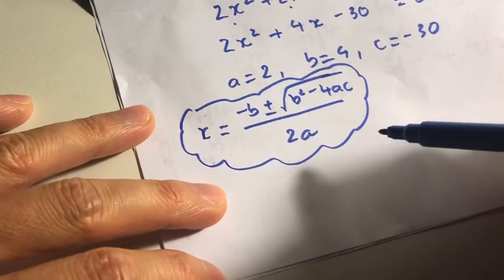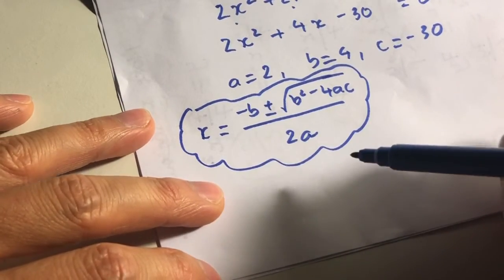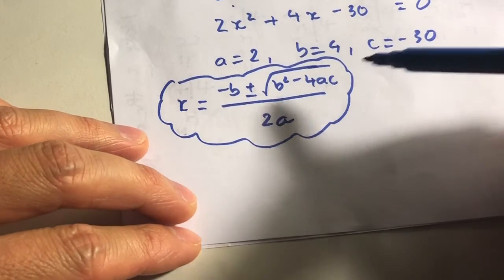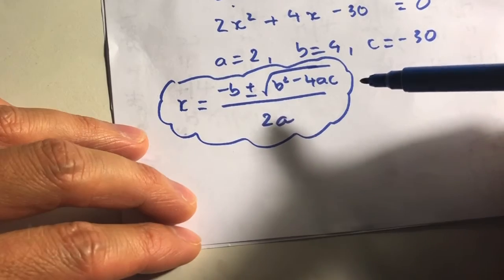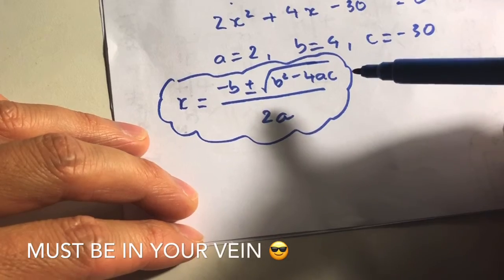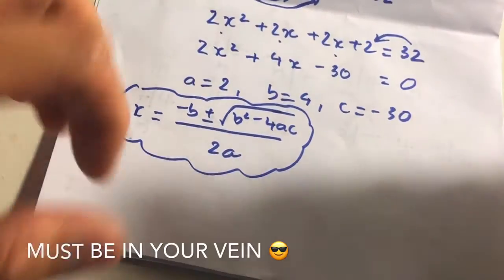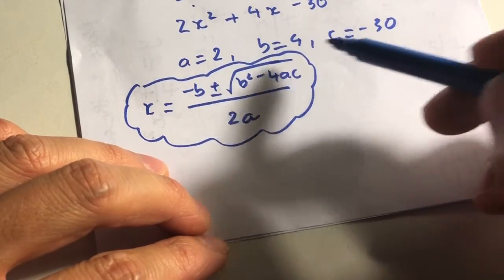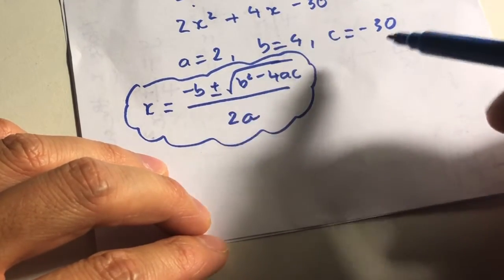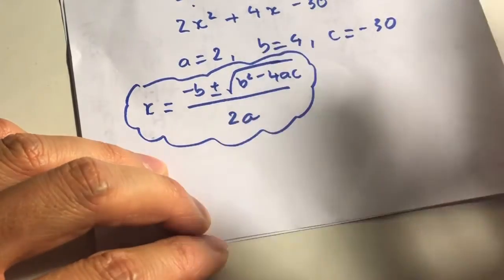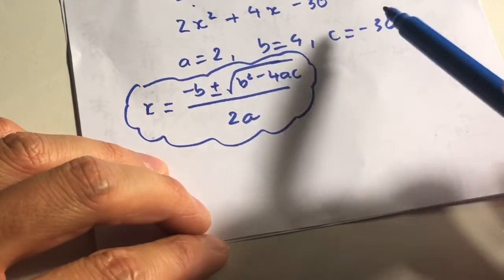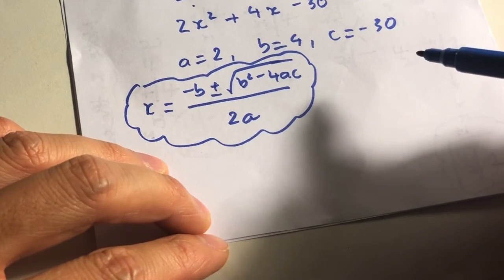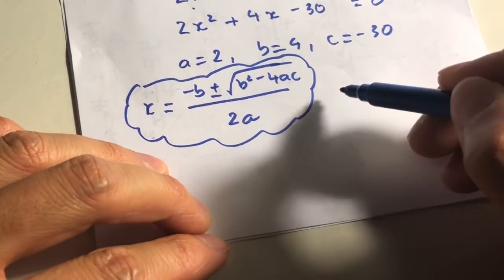This formula, you should memorize it, because if you have the formula, you get a mark. It should be in your vein. Okay. So now you just put a, b, c in a calculator. Pretend that you're going to put it in here, but you don't really put it in there. So put these bad boys in the calculator, and you're going to have some answer for x.